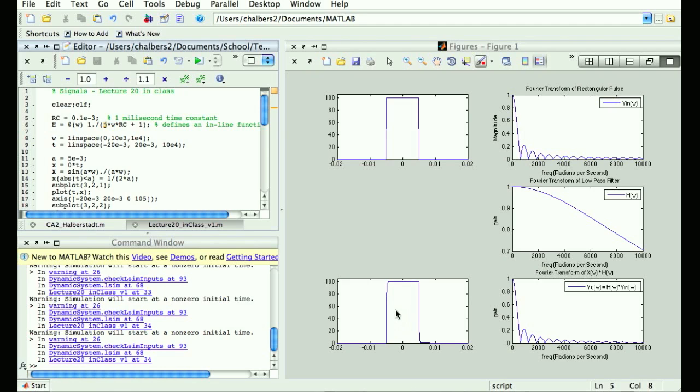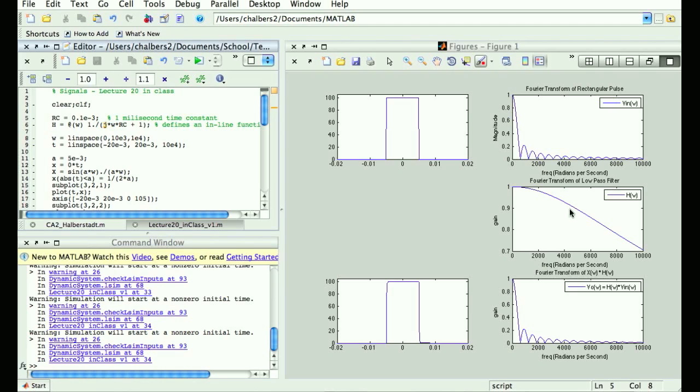Now, what happened to my low-pass filter? Did I increase my cutoff frequency or decrease my cutoff frequency? I increased my cutoff frequency. Whereas a moment ago, I was really only passing signals up to like 1,000, maybe 2,000-ish radians per second. When I made RC smaller, I made my cutoff frequency bigger, right? This is now passing, it's still a low-pass filter, but it's passing more low frequencies than it was.